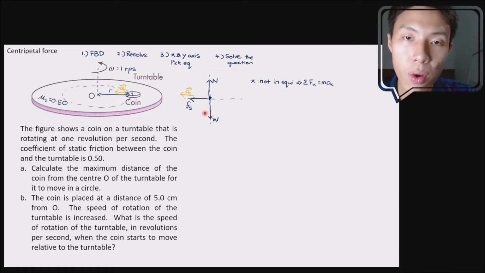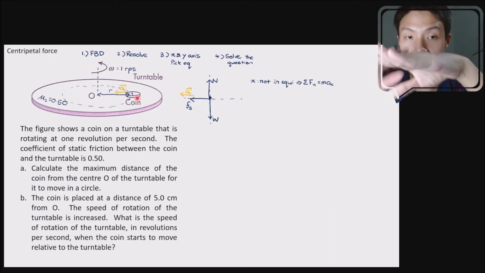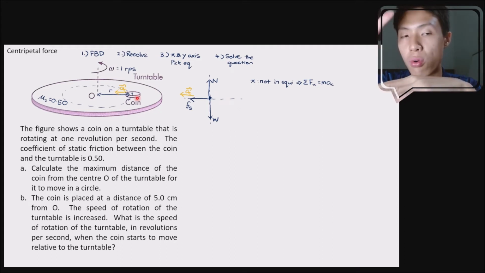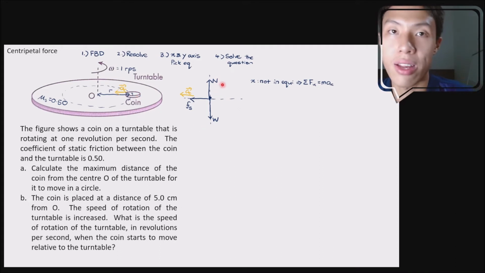For the y-axis, we know that the coin is not leaving the turntable and not going into the turntable. It's staying flat and horizontal on the table, not going up, not going down. So that means in the y-axis, the coin is at rest.